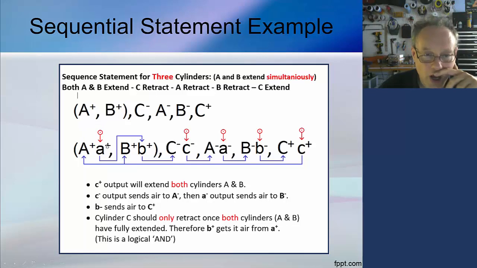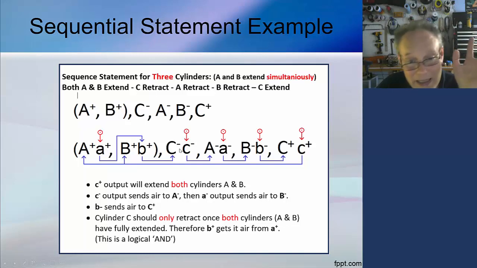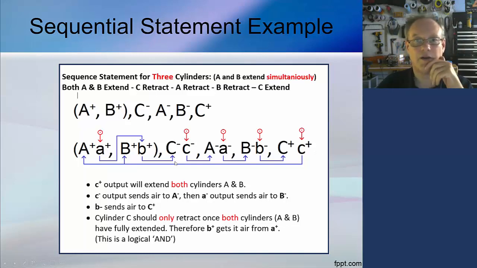If I were to not have this air supply here, and I just got rid of it, because they're going at the same time, and I only put air into B plus, if B plus was really quick and A was slow, B plus would get out and the air from here would go into here and it would make this happen. But you know what? A hadn't fully extended all the way. We don't want that to happen. We want this to complete its cycle and then it can move on.